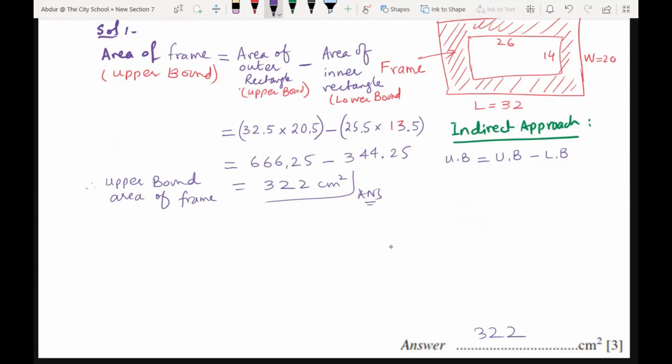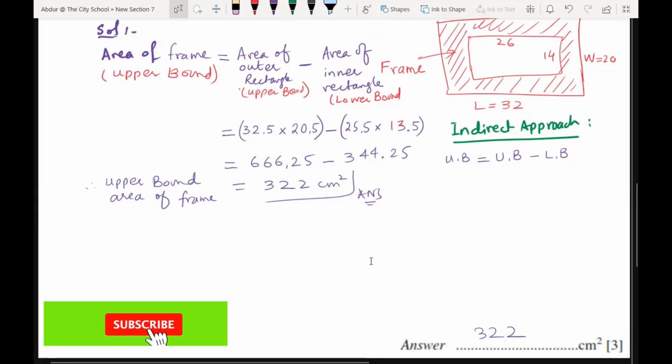Hope you have understood how to use indirect approach of variation in this question. If you feel difficulty in understanding any maths topic, do let me know in comments. I will make a video on your request.